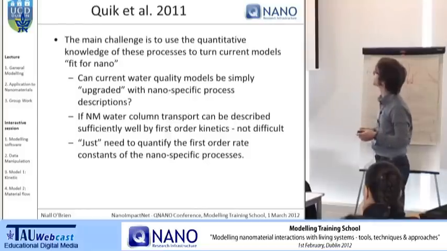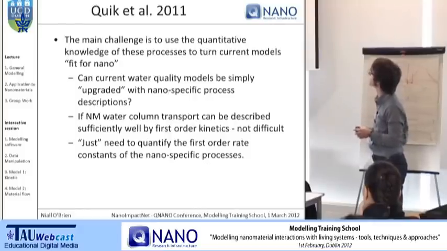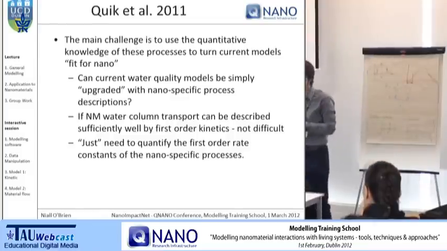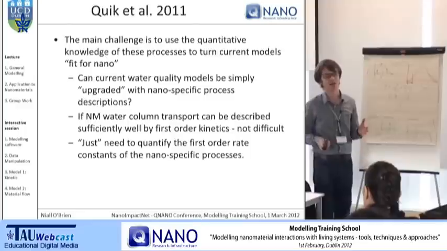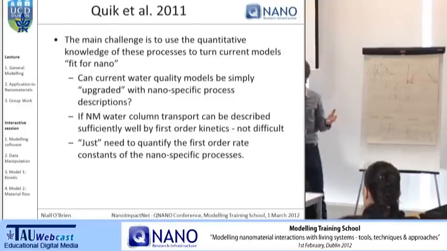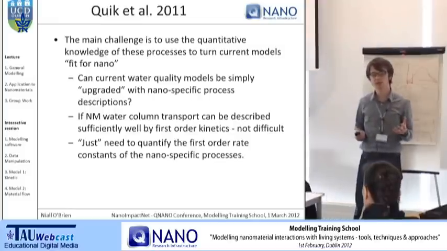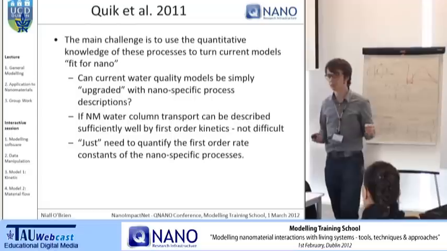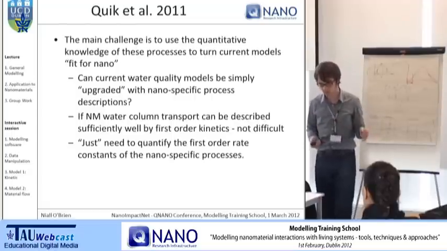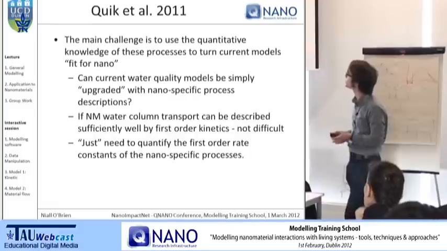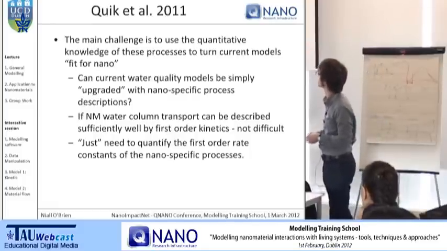As I said, the main challenge is to use the quantitative knowledge of these processes to turn current models fit for nano. The models we have are very valuable, developed through many years and improved on, and in some cases applicable. But are they fit for nanomaterials? Are they fit for nanoparticles? Are they appropriate? Can current water quality models simply be upgraded with nano-specific process descriptions?